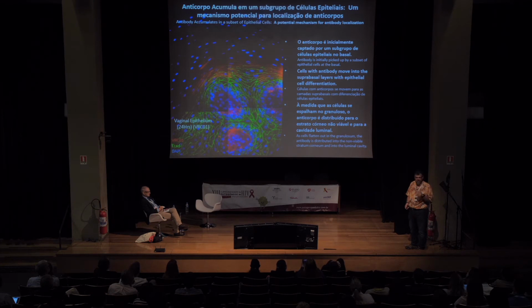And then if we look closely at some of these images, it seems to be coming in via a very unexpected mechanism. And so you can see here again the antibody.